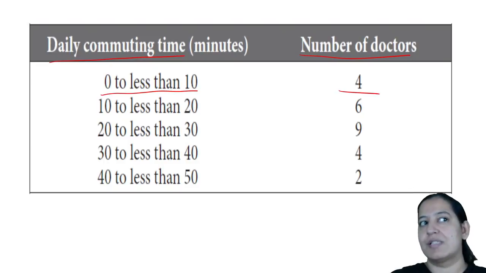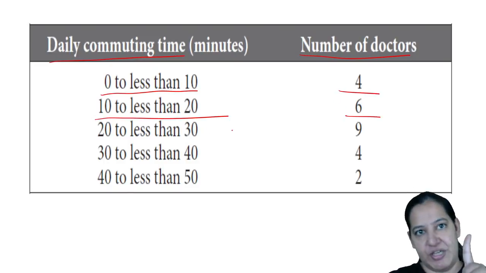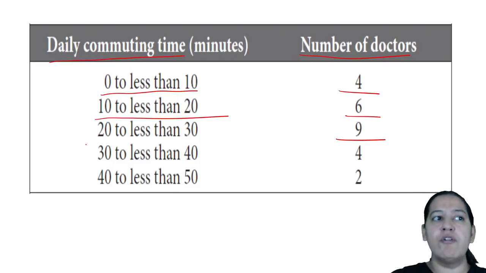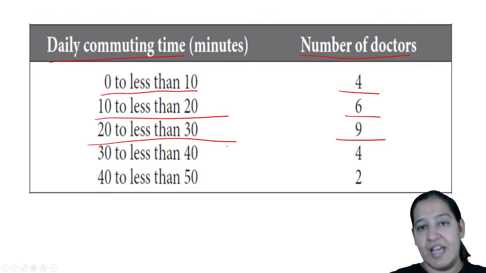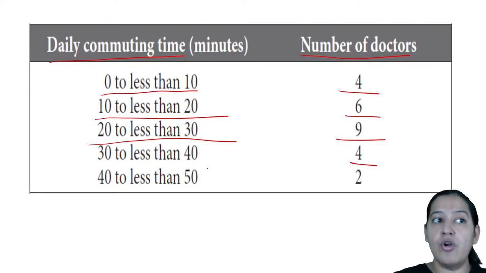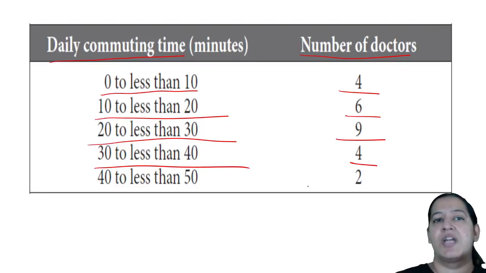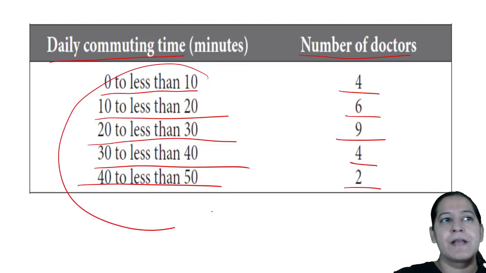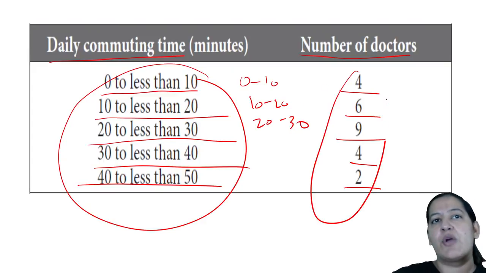There are 4 doctors who do so. There are 6 doctors who give 10 to 20 minutes to each patient. There are 9 doctors who give 20 to 30 minutes. They will examine thoroughly, ask thoroughly, take a detailed history. There are 4 doctors who give 30 to 40 minutes to each patient. They examine patients very calmly. And there are only 2 doctors who give 40 to 50 minutes. So this is the grouping: 0 to 10, 10 to 20, 20 to 30. This is continuous grouping, and this is known as the frequency of the grouping.